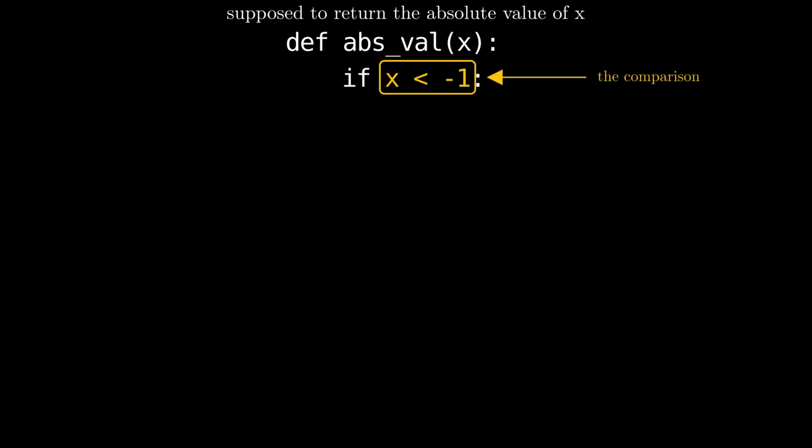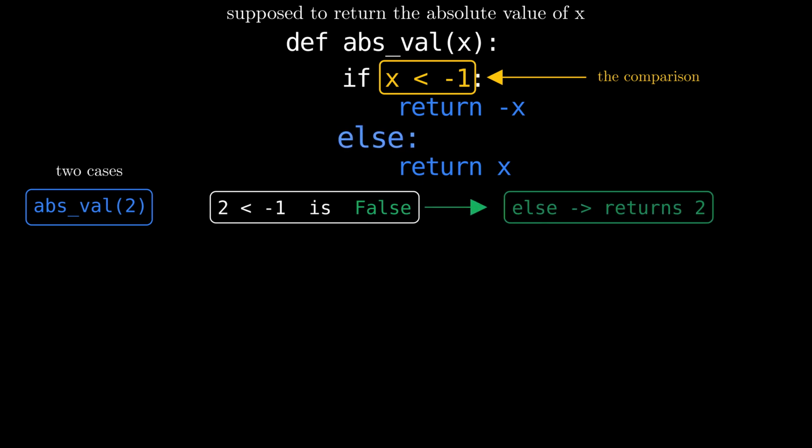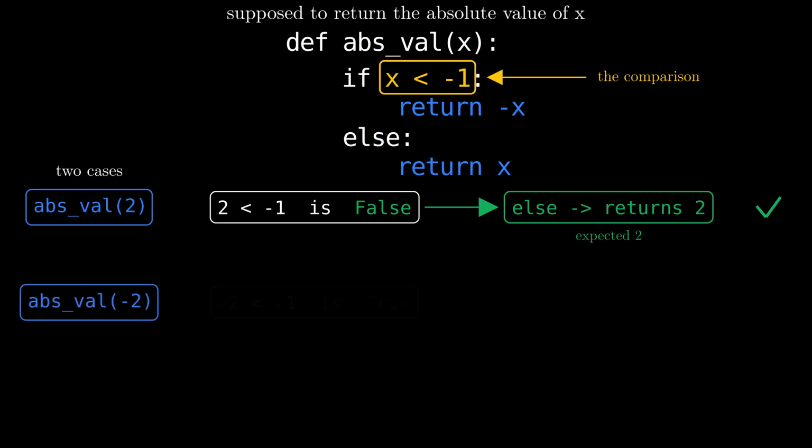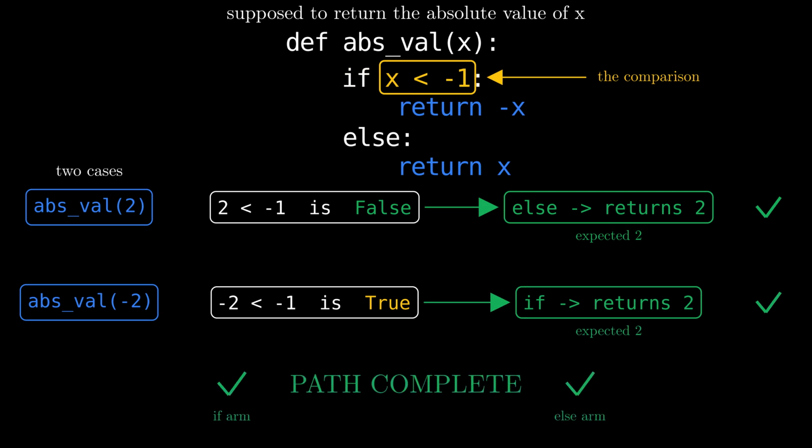Pass completeness has a hole in it, and the cleanest way to see it is a function that is supposed to return the absolute value of x. It reads, if x is less than -1, return -x, else return x. 2 cases make that suite pass complete. Test 2. 2 is not less than -1, so we fall to the else and return 2. Correct. Test -2. -2 is less than -1, so we take the if and return the negative of -2, which is 2. Also correct. Every pass has been walked, every case passes, and at this point you would sign off on this function.